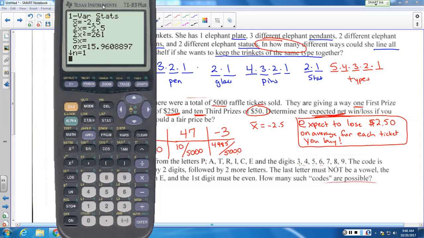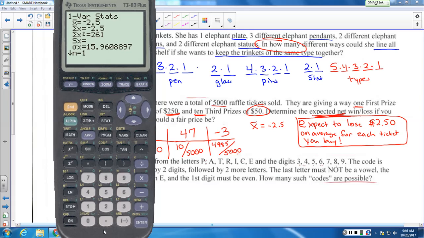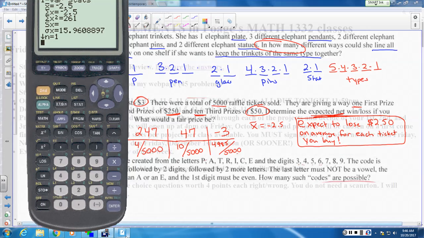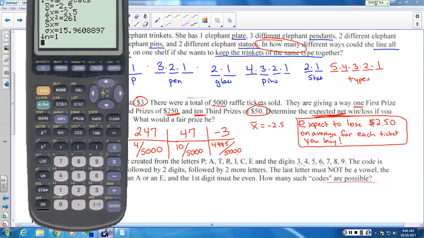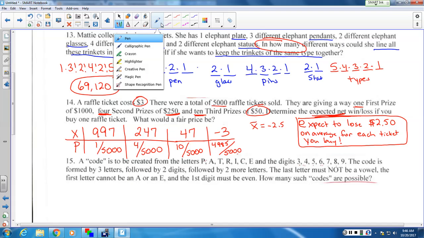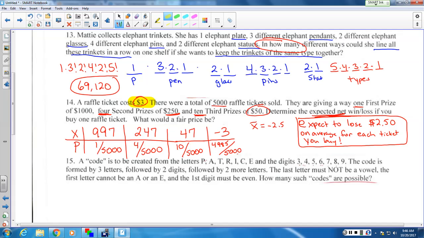And then it also said to determine what a fair price for this ticket would be. To determine the fair price for the ticket, you look at how much you paid to play and what's going to happen. You're going to lose $2.50, so you subtract the two: 3 minus 2.50. So what would a fair price be? 50 cents.